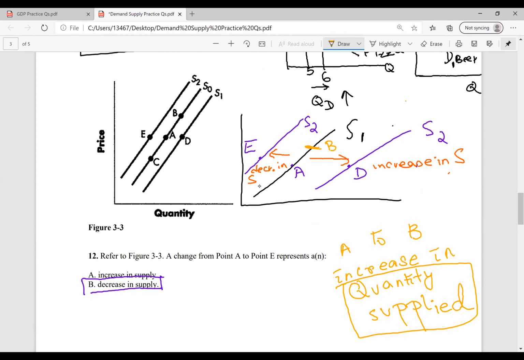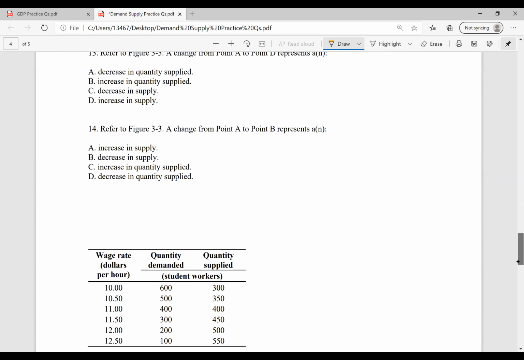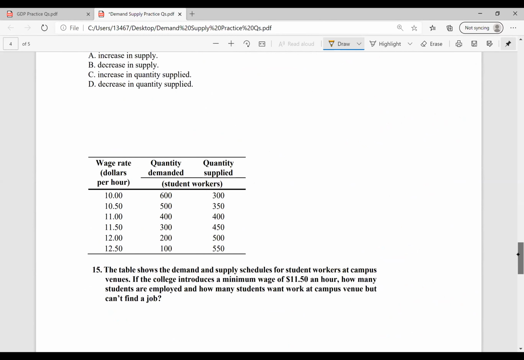Instead, if you move from A to C, you say there is a decrease in quantity supplied. I hope this makes sense. We should do some regular sessions so that it becomes easier for students to understand.